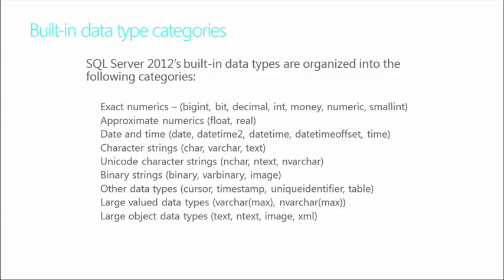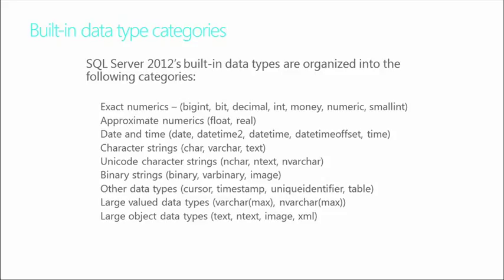Now, there are several categories provided with SQL Server 2012. I mentioned already we have exact numerics. We have big int, bit, decimal, int, money, approximate numerics like float and real, date and time, character fields, and Unicode character strings. When you see the letter N before, that means it's Unicode. That provides support for the international languages.